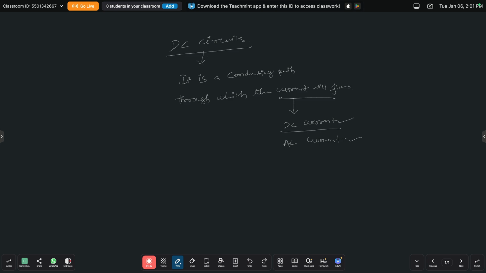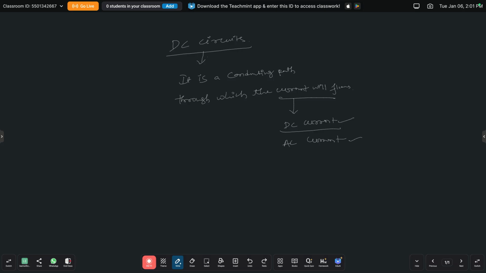So this is our first unit, that is DC circuits. In this unit, we are discussing different topics: different types of DC network elements, basic circuit elements, different types of sources, Ohm's law and its limitations, and series and parallel circuits. These are the topics we are discussing in today's class.